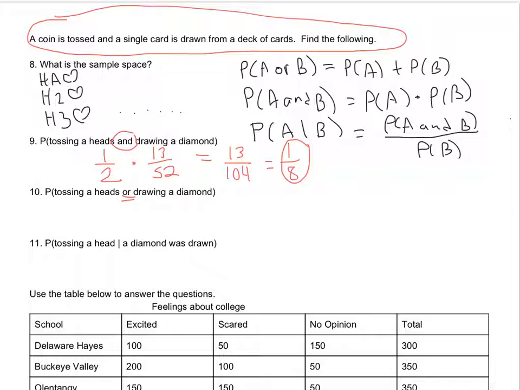So or means add, so I can add them together: 1 over 2, that's fine, plus a diamond, which is 13 out of 52. But if you remember, since they're not mutually exclusive, this rule does not apply. We have to subtract the overlap. So we have to think about how many head-diamond combinations there are going to be.